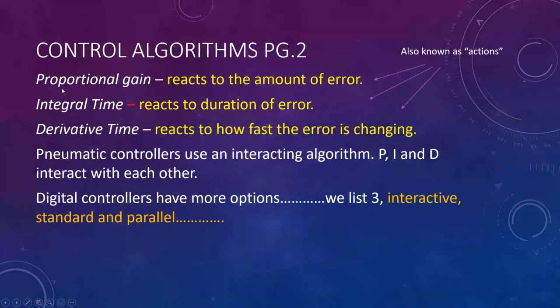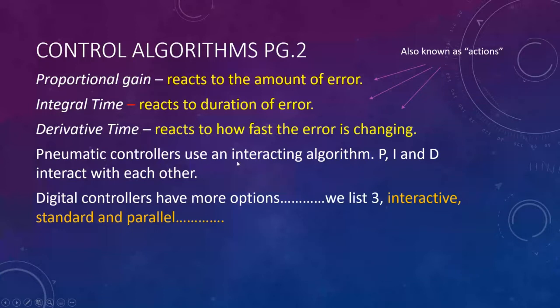Looking at these algorithms in a little more detail: proportional gain or proportional band, depending on what type of machine you're running, reacts to the amount of error. You'll see that these are often called actions, so proportional action, integral action, or derivative action. Same idea. Integral time reacts to the duration of error, so it reacts to an accumulated error over a period of time and applies a factor based on that. Derivative time reacts to how fast the error is changing, so it has to do with rate. So proportional is the same as gain, integral is reset, and derivative is rate. You've probably heard them interchanged that way.